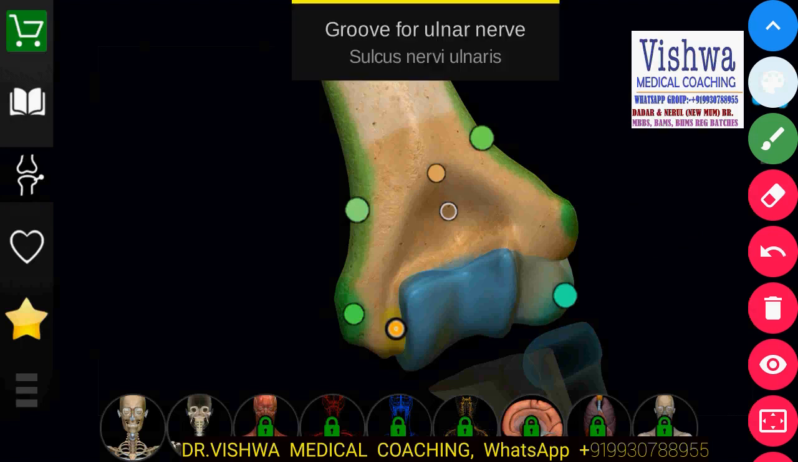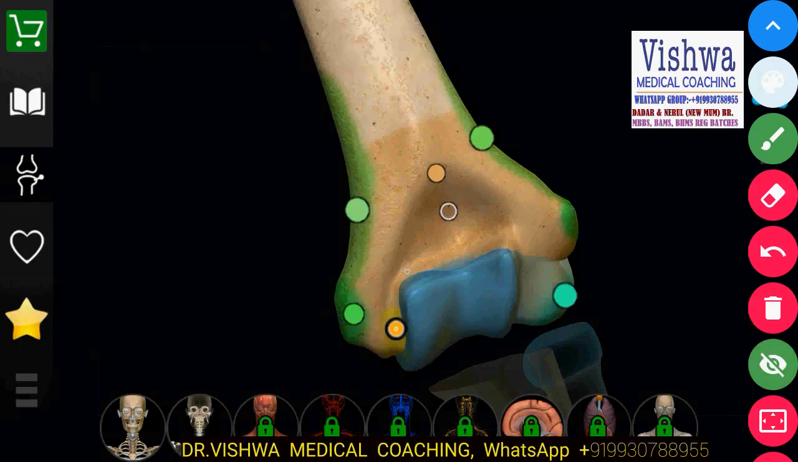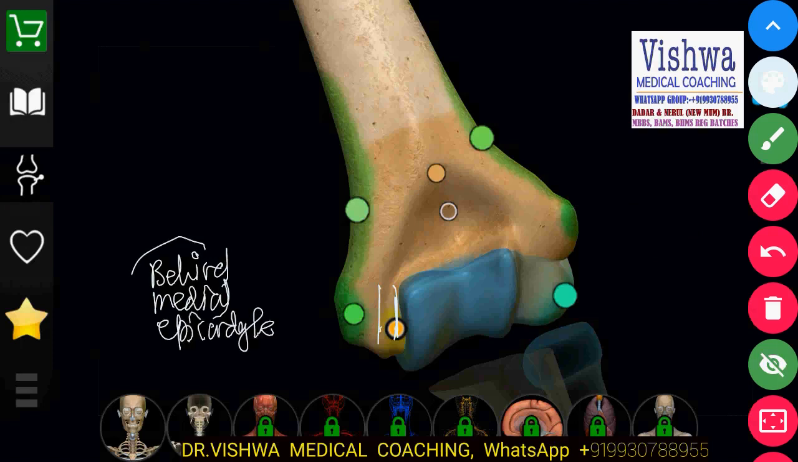Here we have a groove for the ulnar nerve, if you can see. This is again very important. A small groove here, just behind the medial epicondyle. Remember, the ulnar nerve is palpable behind the medial epicondyle, and it passes behind it. This is the medial epicondyle, and just behind it, it passes through. So this is the groove for the ulnar nerve. We can very easily palpate it, especially in leprosy and all those things. It is very commonly palpable.